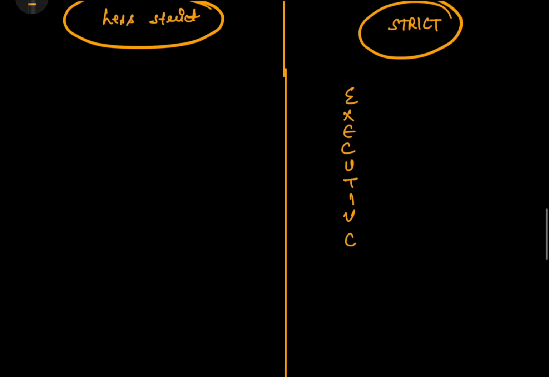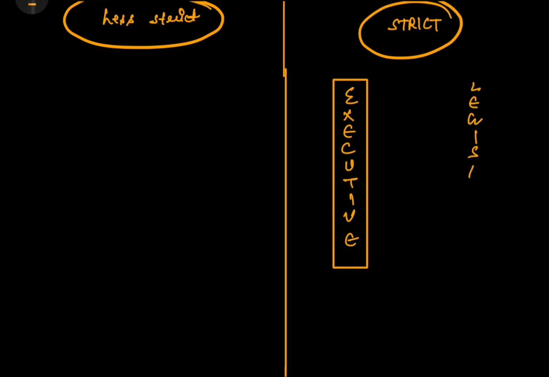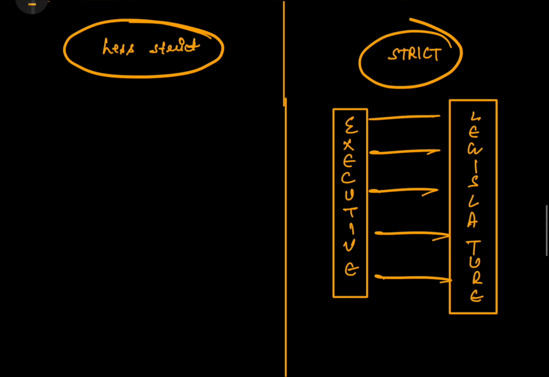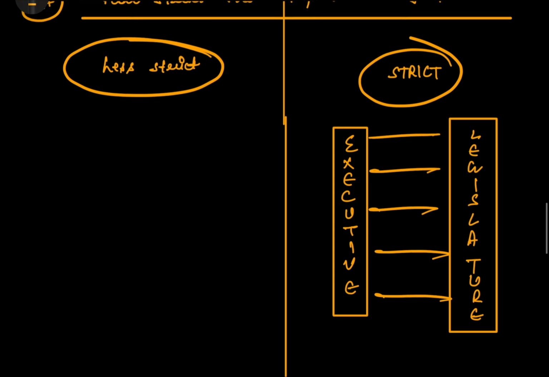Executive, this is the pillar of executive. Legislature, this is the pillar of legislature. They both function independently. They both are elected independently. So there is a strict separation of power between the two. But what is the condition in India? The separation of power is less strict, and the reason is: executives are derived from the legislature only.